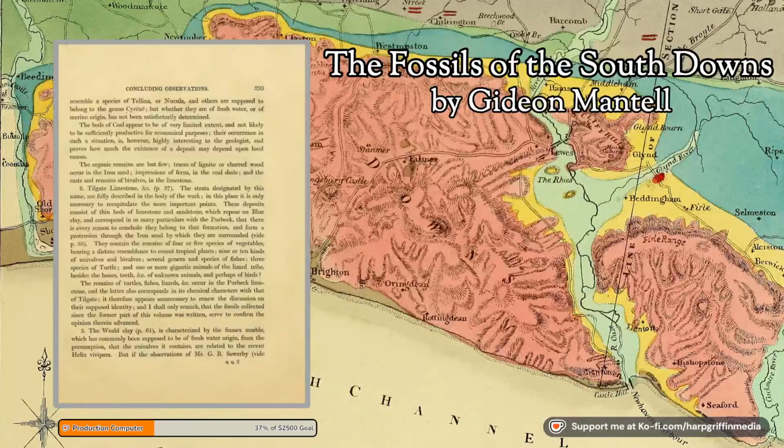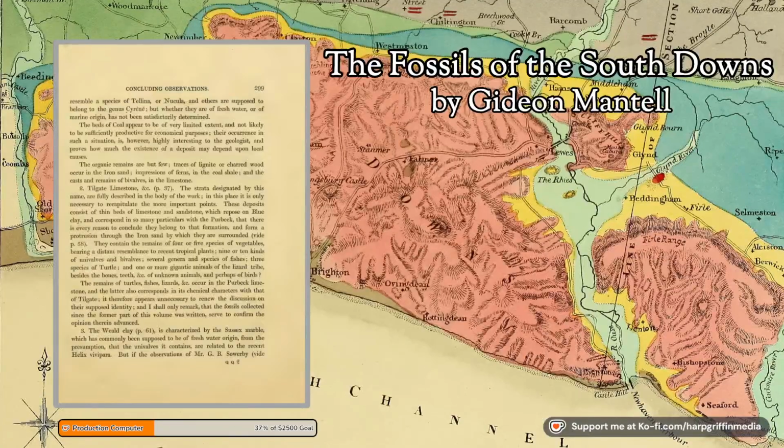See page 58. They contain the remains of 4 or 5 species of vegetables, bearing a distant resemblance to recent tropical plants, 9 or 10 kinds of univalves and bivalves, several genera and species of fishes, 3 species of turtle, and 1 or more gigantic animals of the lizard tribe, besides the bones, teeth, etc. of unknown animals, and perhaps of birds. The remains of turtles, fishes, lizards, etc. occur in the Purbeck limestone, and the latter also corresponds in its chemical characters with that of Tilgate. It therefore appears unnecessary to renew the discussion on their supposed identity, and I shall only remark that the fossils collected since the former part of this volume was written serve to confirm the opinion therein advanced.